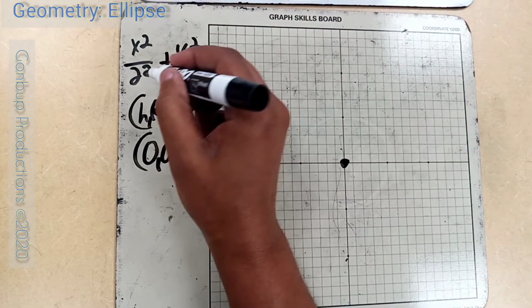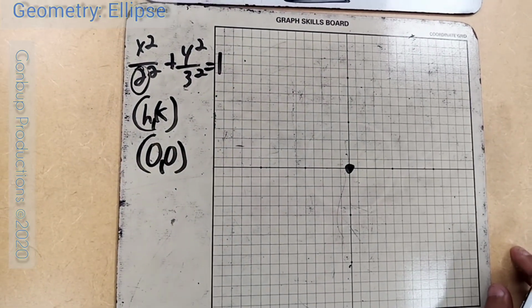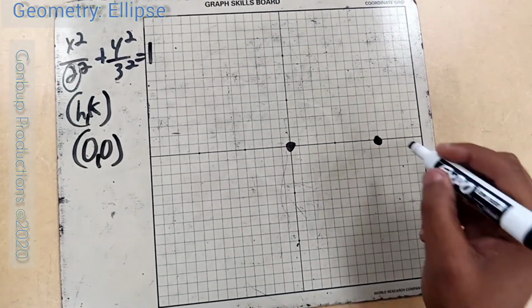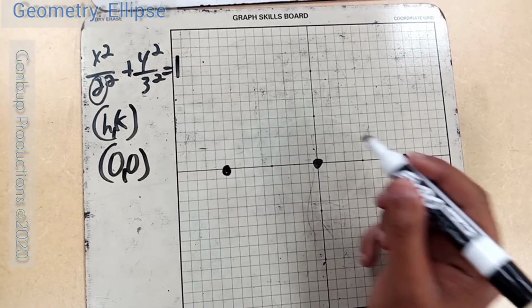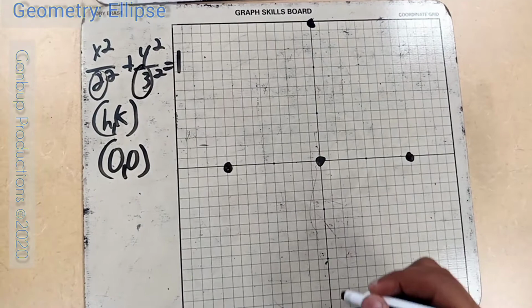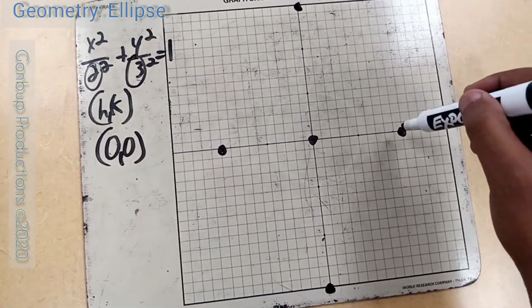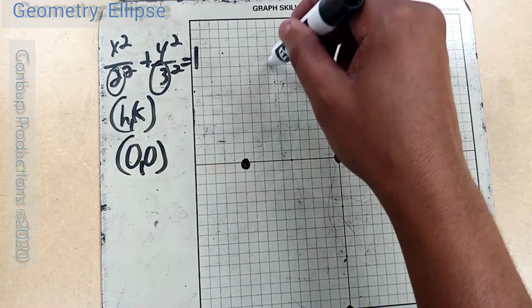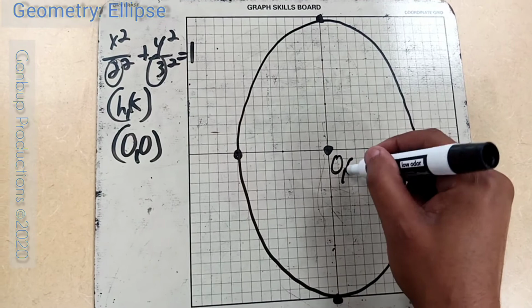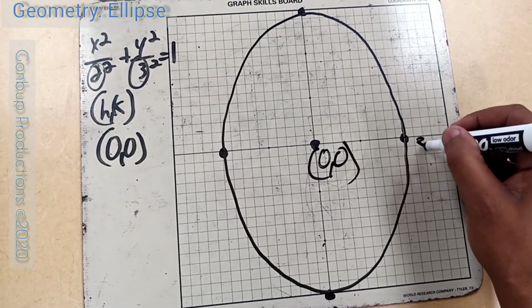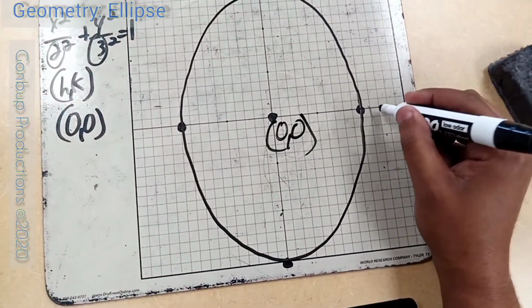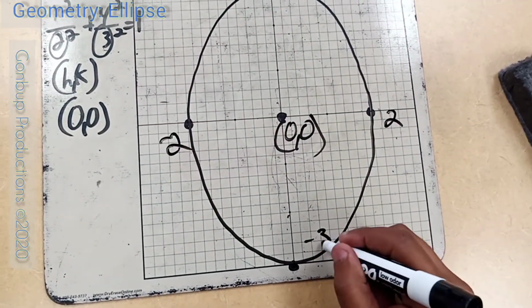All right, we're going to count out here 2, positive 2, point. All right, negative 2, point. We have our 3, positive 3, point, negative 3, point. Remember, it's an ellipse. Okay, try to draw it as accurately as possible. And we label it (h, k). All right, label our axes here: 2, negative 2, negative 3, 3.